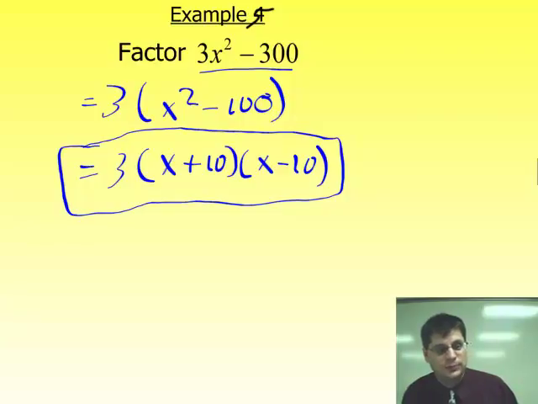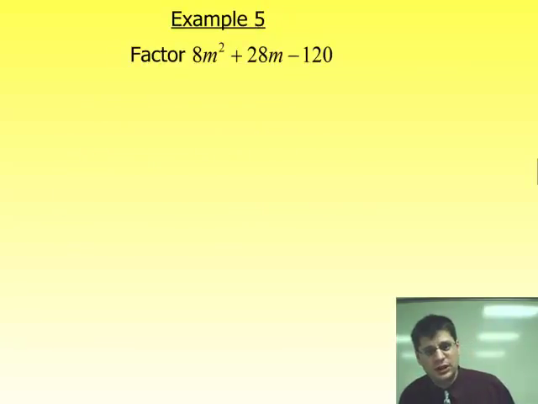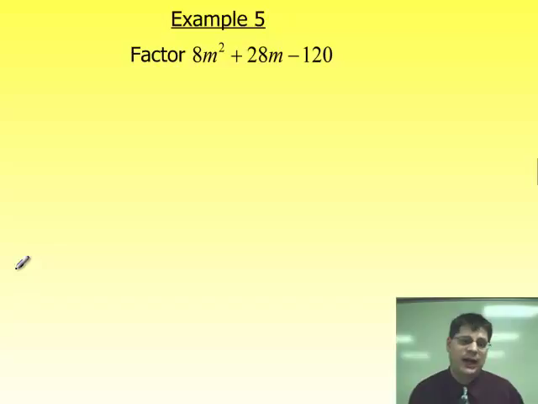Okay, so let's look at another one. All right, 8m squared plus 28m minus 120. So GCF first. Is there a greatest common factor? And you say, well, yes, there is. What can we pull out here? I guess the largest term that we can pull out here would be a 4.